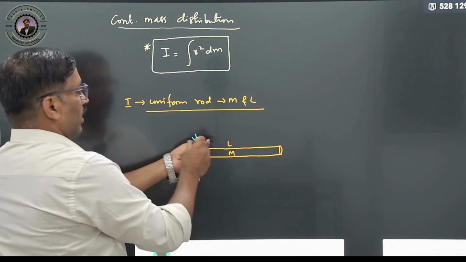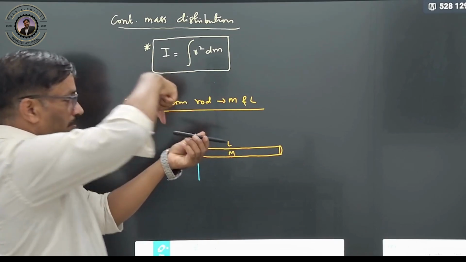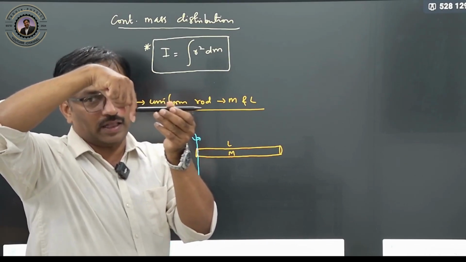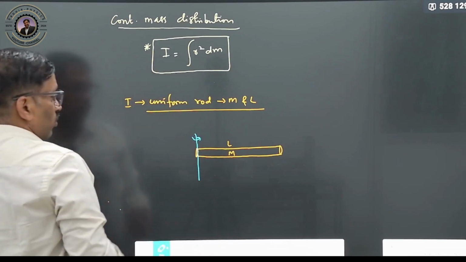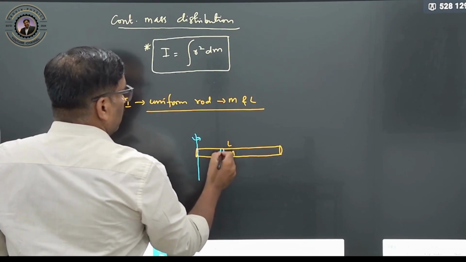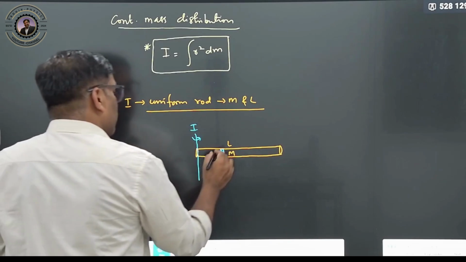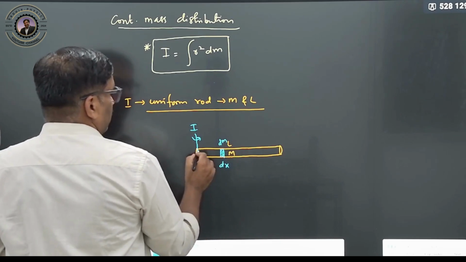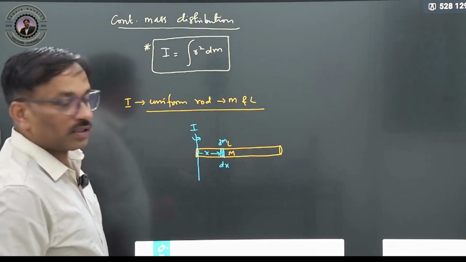Here we want the moment of inertia of this rod about an axis passing through any one end of the rod, perpendicular to the length. We want to rotate it like this. For this, I am going to consider one small mass dm of thickness dx, which is at a distance x from our axis of rotation.